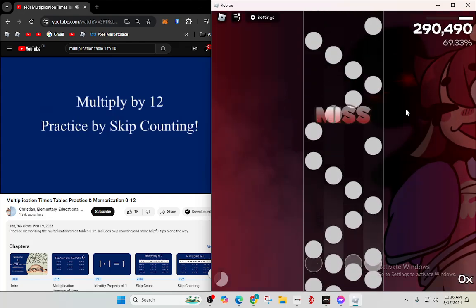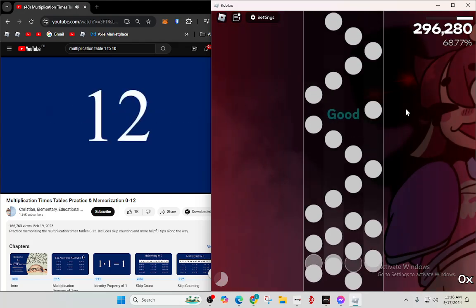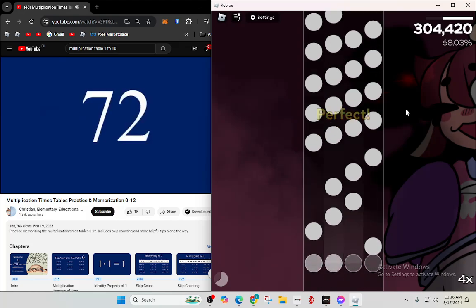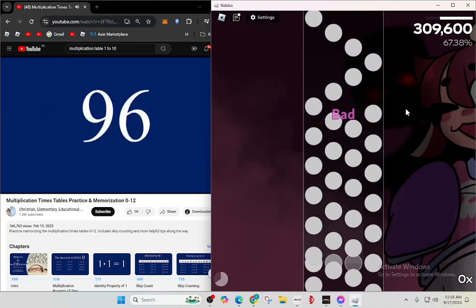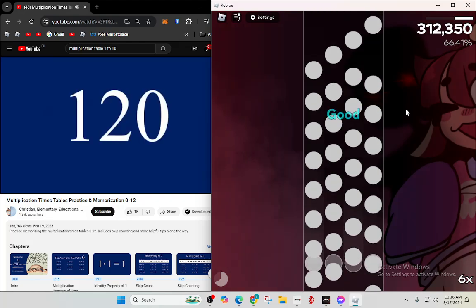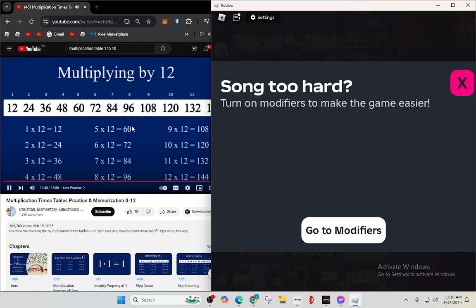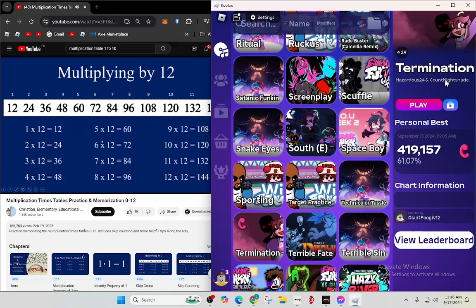First, let's practice by skip counting. Ready? Say these with me. 12, 24, 36, 48, 60, 72, 84, 96, 108, 120, 132, and 144. Now let's practice our last set of equations, multiplying 1 through 12 by the number 12.